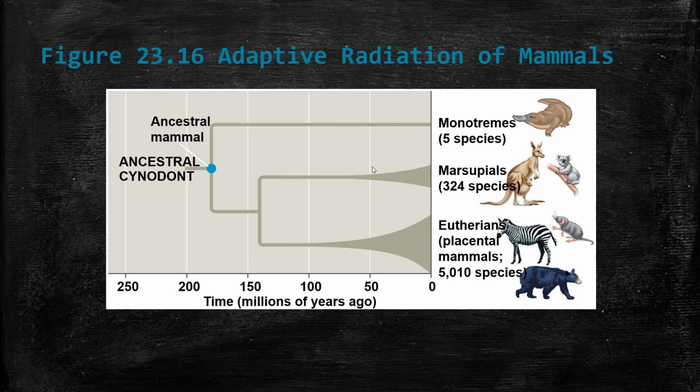But then we have the evolution of marsupials and the evolution of placental mammals, the eutherians. And you can see that their diversity, which is how wide the lines are, really expands somewhere around 65 million years ago. When dinosaurs go away, these groups diversify immensely shortly thereafter. So they adapt and they take over the new habitats and they evolve rapidly due to extinction.